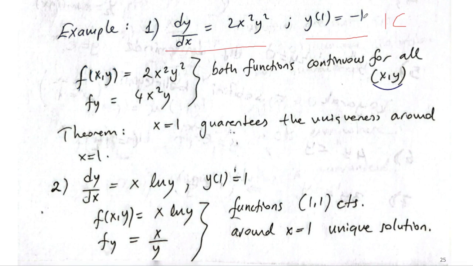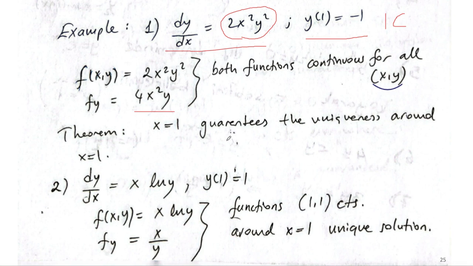So here we need to check in order to say something about the uniqueness of the solution. We have this f function on the right hand side. Here you have this y prime, and on the right hand side we call this function f of x, y. So we need to check f and the derivative of f with respect to y, which is equal to 4x squared y. We notice that both of these two functions are continuous for all x, y values.